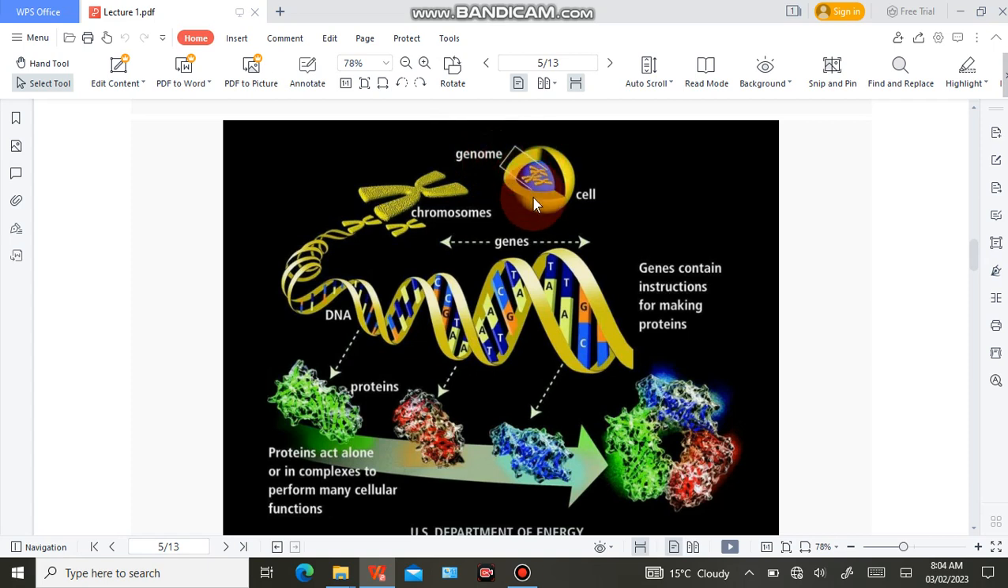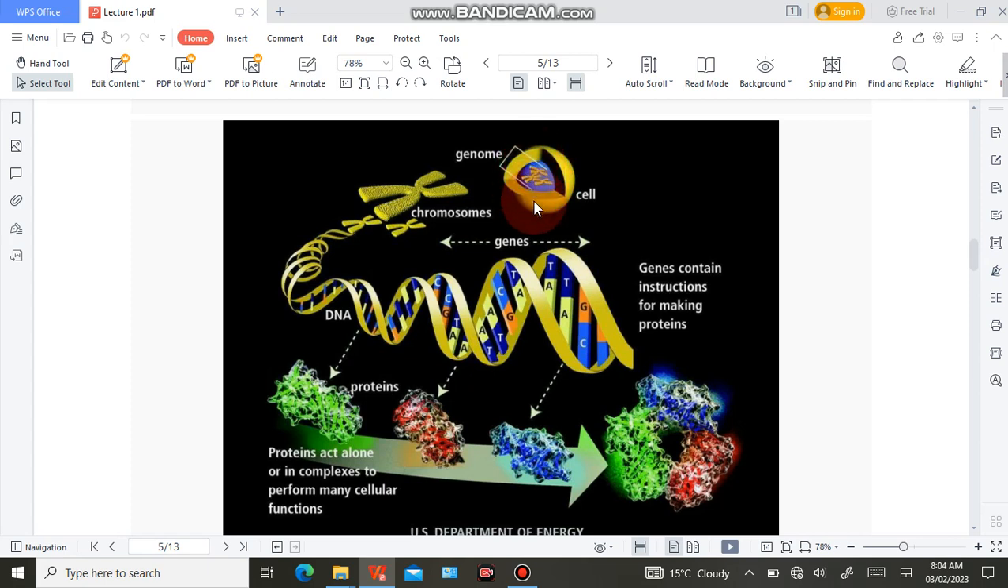One part of the DNA is mostly present in nucleus, and that is called nuclear DNA. Large amount of DNA, and a small amount of DNA is also present in mitochondria, that is known as mitochondrial DNA. So genome is basically nuclear DNA plus mitochondrial DNA.